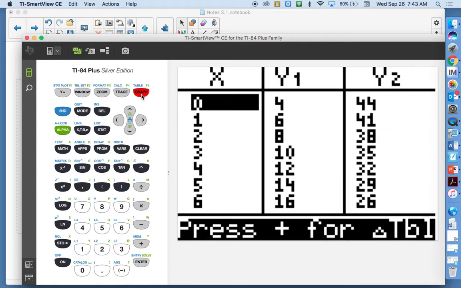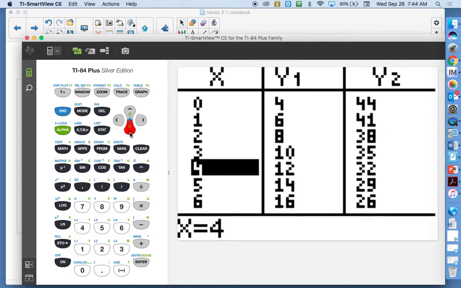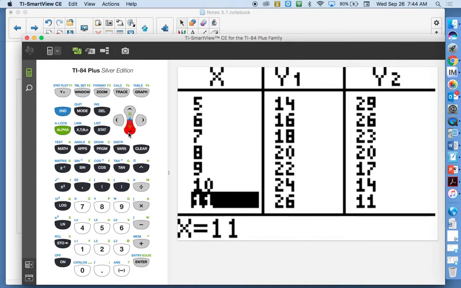Maggie? Yeah. So if you scroll down in your table, at the x value of 8, they have the same y value. So that means that's the point where they're crossing. That's the solution. When x is 8, y is 20, they're meeting at that point.